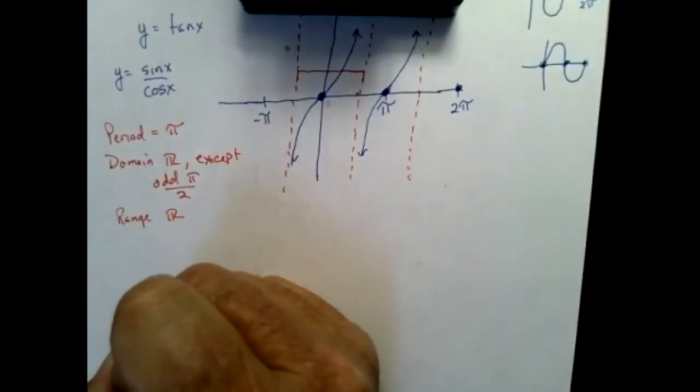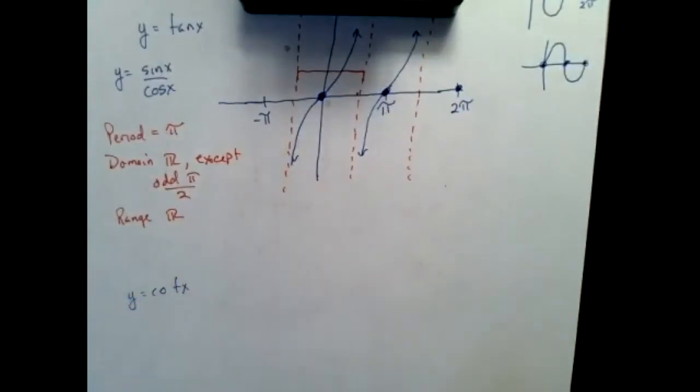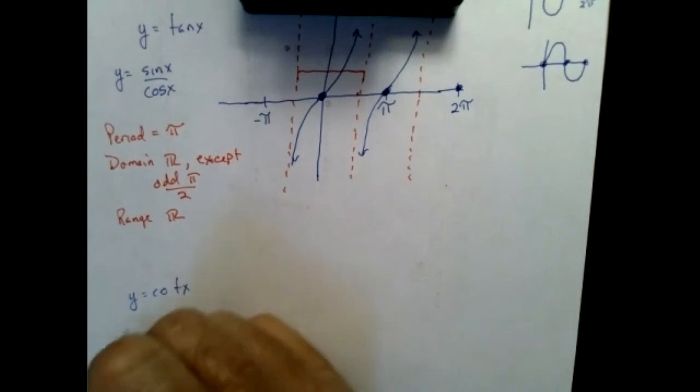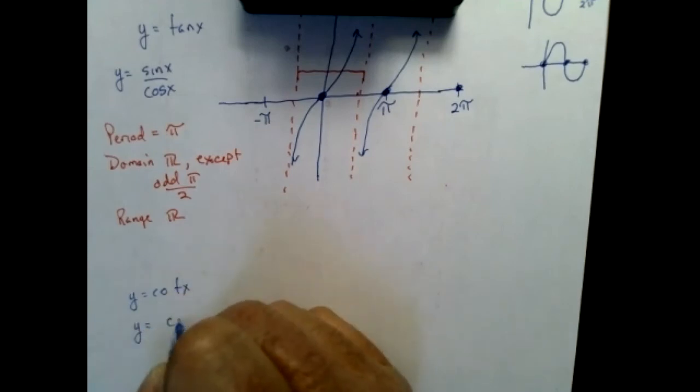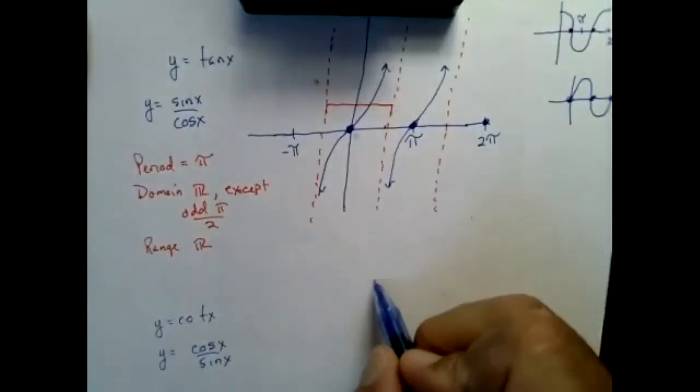Woo, one more parent function. You all know what it is. Y equals the cotangent of x. And written as a ratio, it's the cosine over sine this time. So where are my asymptotes going to be? When the sine is 0.